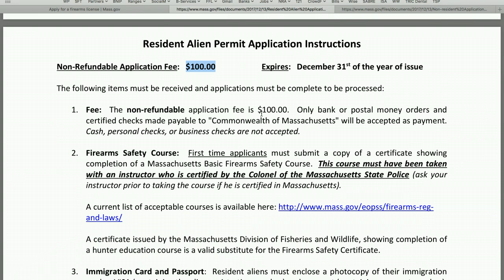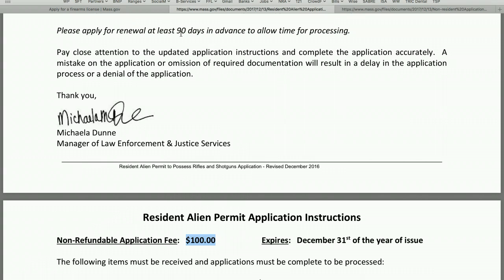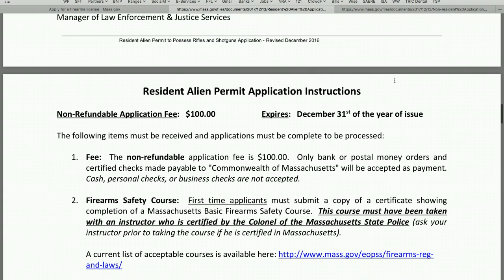So they're gonna take $100 from you every year, and as you see right here, they said do 90 days. So please apply for renewal after 90 days. So yes, as an immigrant, they're sticking it to you even more by making you pay $100 every year. So they say 90 days, and then you can get it every year.